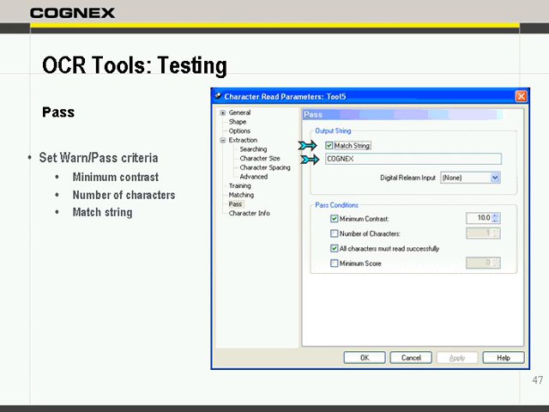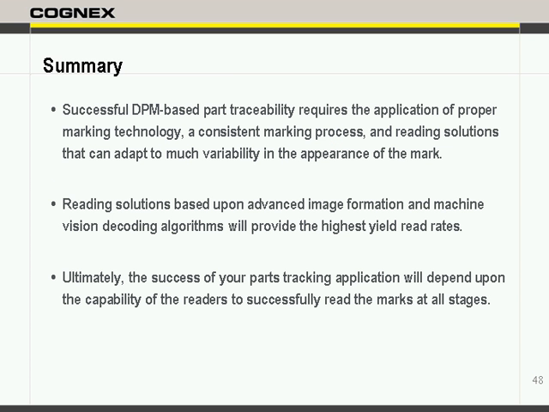You check match string, and then you're able to say, I want the word cognix to appear. And if anything else other than that word shows up, the tool is going to fail overall. It's a great way to check to make sure that you're seeing what you expect to see.